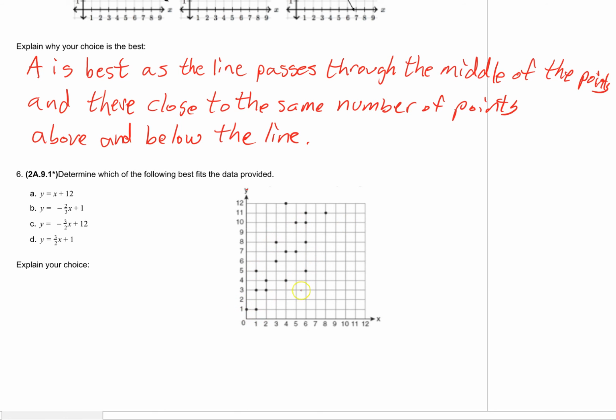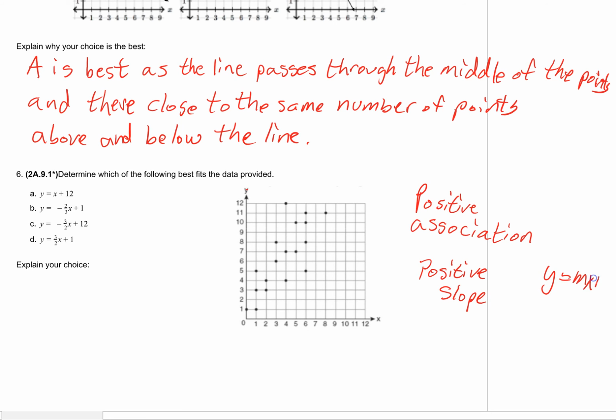As we're looking at this scatter plot, we can see that in general, as x gets bigger, y gets bigger. So we can think of this as positive association. And what this means is that our line will have positive slope. Remember that y equals mx plus b, the number in front of x will have to be positive.